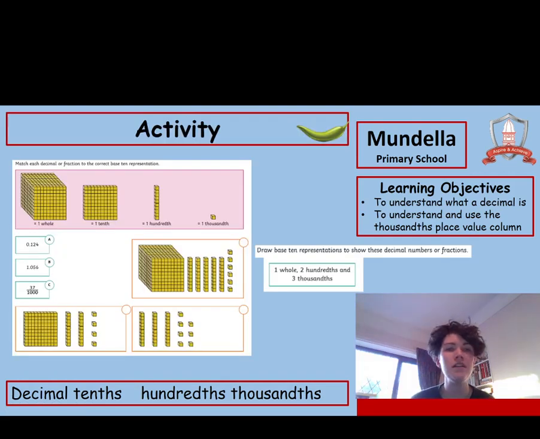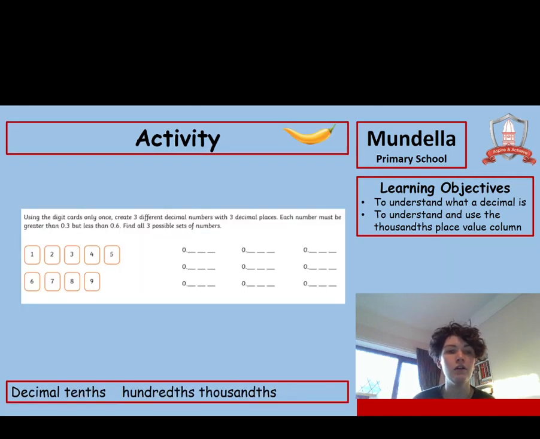Okay then, for your independent activity, your green chilli pepper challenge is as you see on the screen. Remember to use the key to help you with the pictorial representation to match it with either the fraction or the decimal. Yellow, you have some digit cards that I want you to rearrange to create 3 different decimal numbers with 3 decimal places, so that's tenths, hundredths and thousandths. Each number must be greater than 0.3 but less than 0.6. So find all 3 possible sets of numbers. Pause the video to have a go at this one.